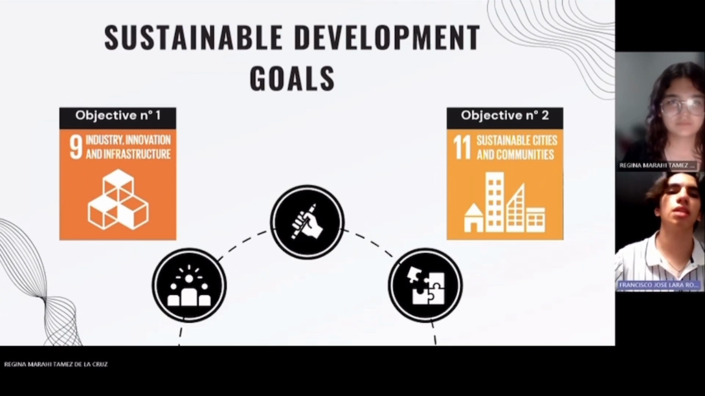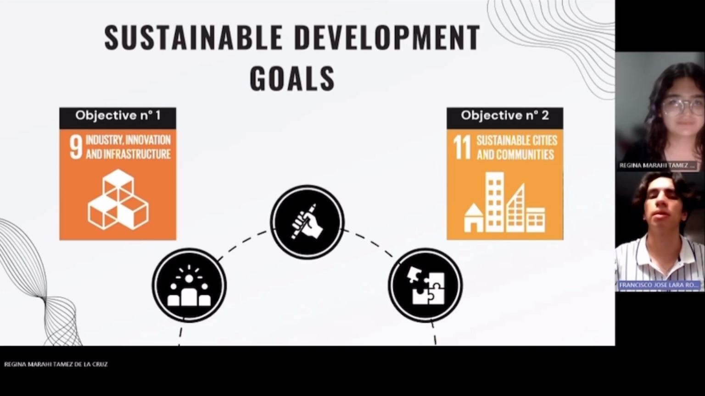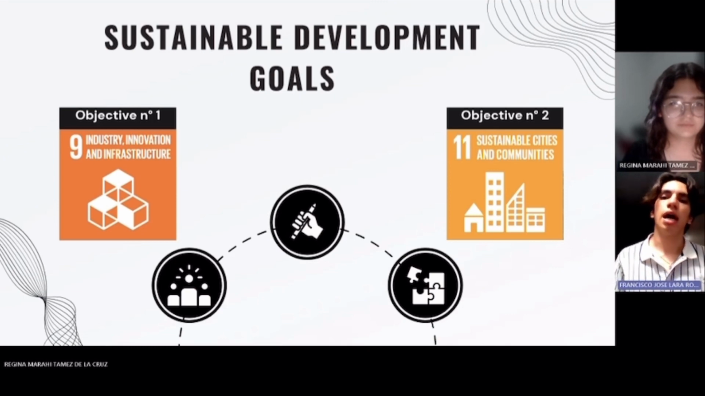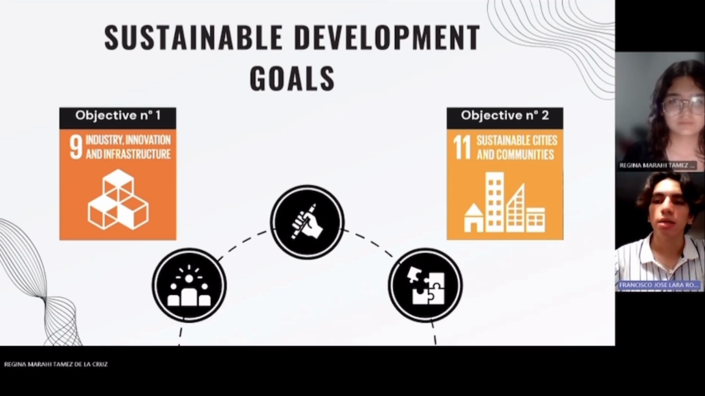So our objectives are the ninth objective and objective number 11. The ninth focuses on the industry, innovation, and infrastructure of the city. And objective number 11 refers to sustainable cities and communities. As we know, Nuevo León is a really, really polluted city. So we want to change it, and we want to optimize the mobility system. My partner is going to explain how we are going to do this. Thank you.